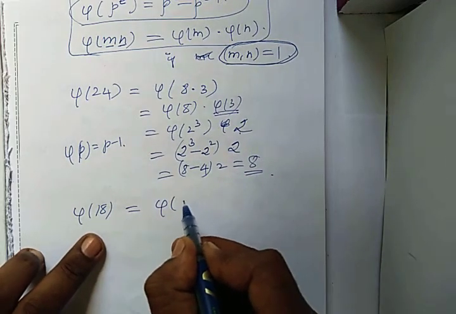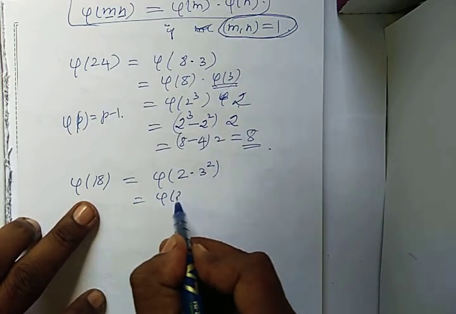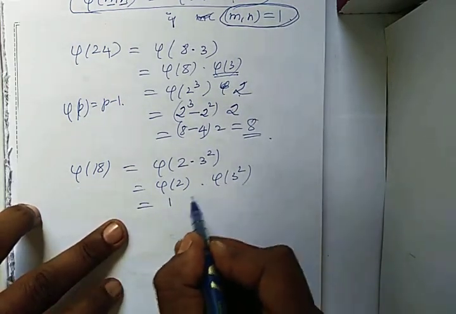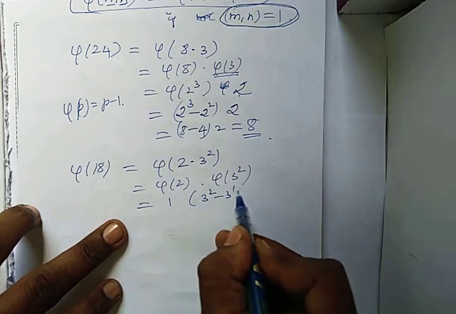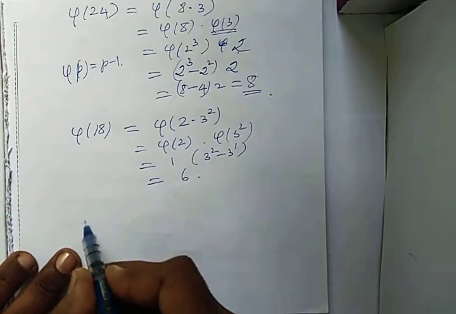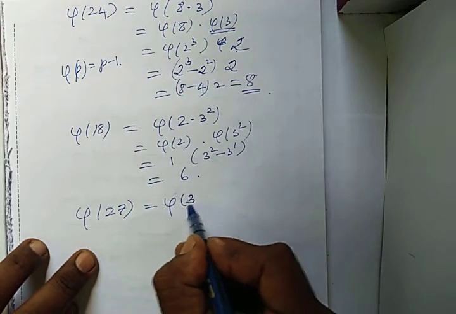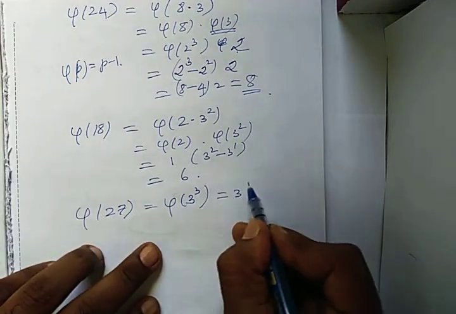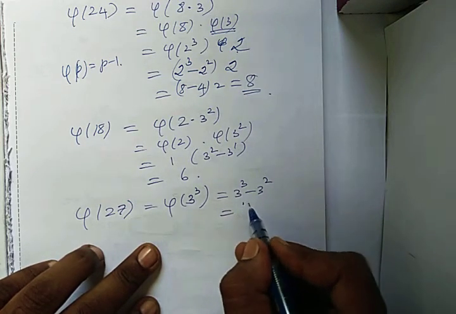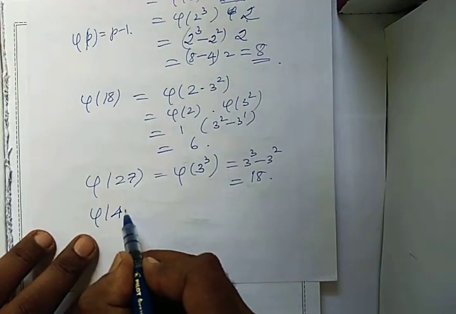This 18 can be written as 2 into 3 square. So phi of 2 into phi of 3 square. Phi of 2 is 1. Phi of 3 square is 3 square minus 3 power 1. So the answer is 9 minus 3, 6. What is phi of 27? 27 is 3 cube. So the answer is 3 cube minus 3 square. 27 minus 9. This is 18. Right? What is phi of 45?